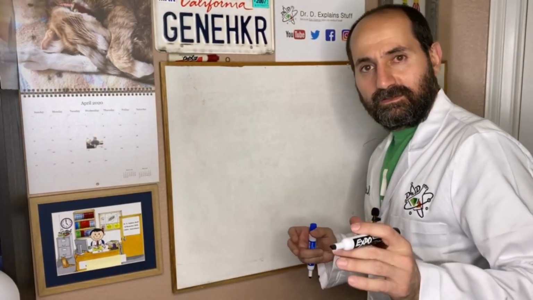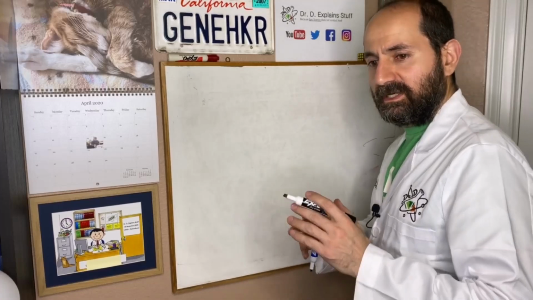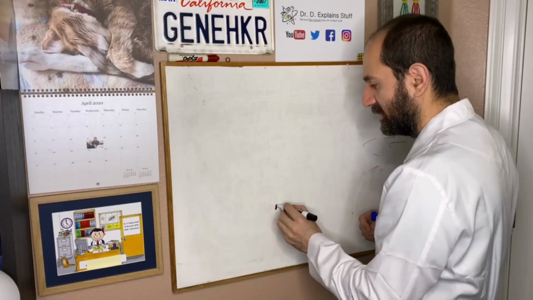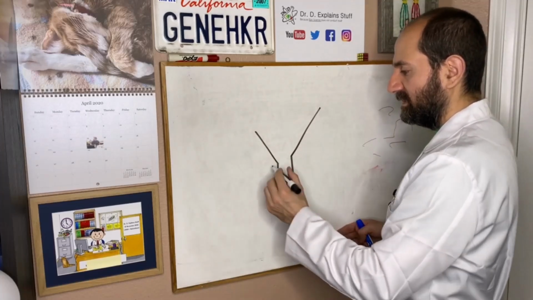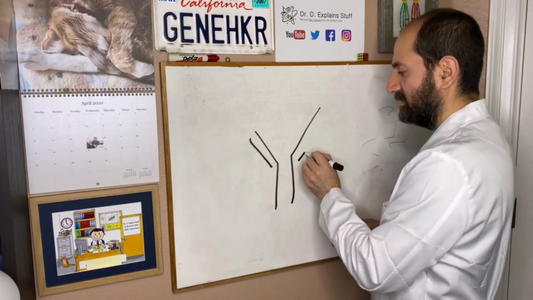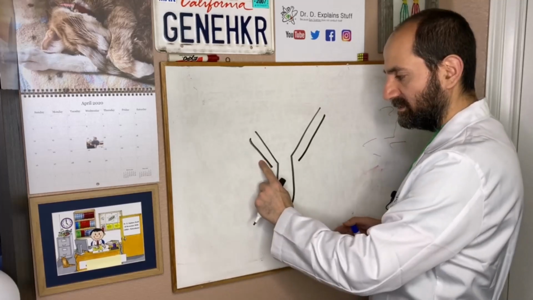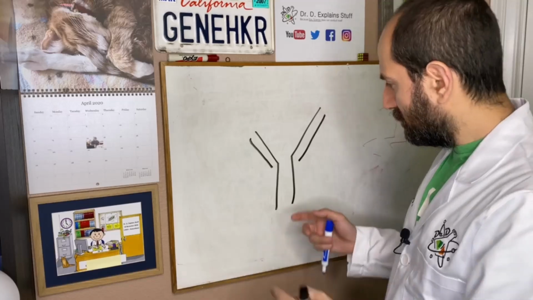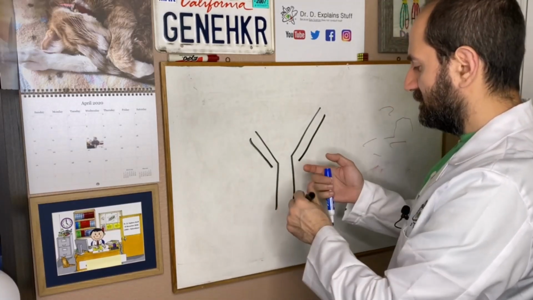Hey everyone, Dr. D here. In this video I'm going to explain what antibodies look like. Antibodies are proteins. They are actually 4 proteins together as a quaternary structure. You've got 2 identical heavy chains and 2 identical light chains. Okay? 2 heavy chains, 2 light chains. That's a protein, that's a protein, that's a protein, that's a protein. 4 proteins. These 2 are identical. Those 2 are identical.